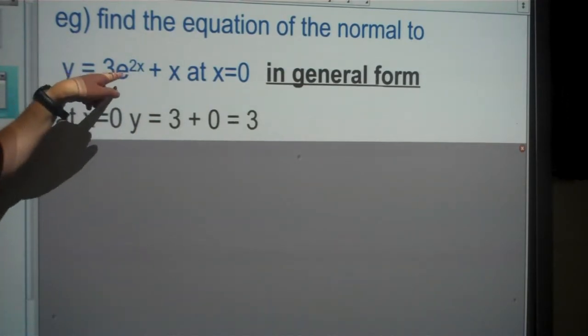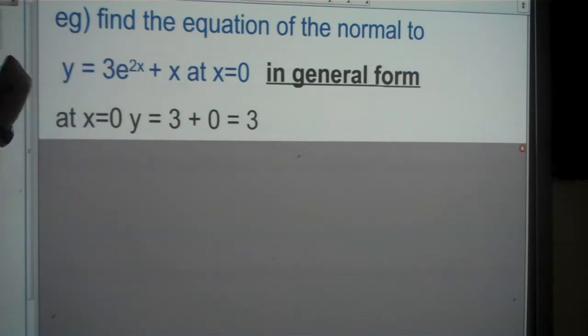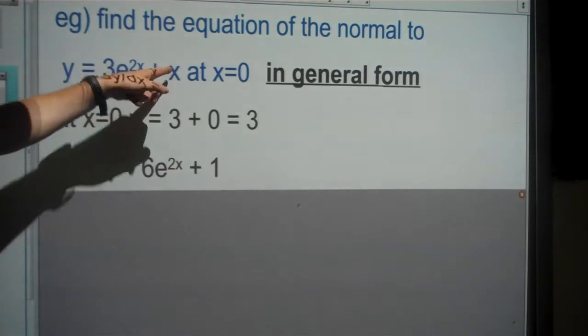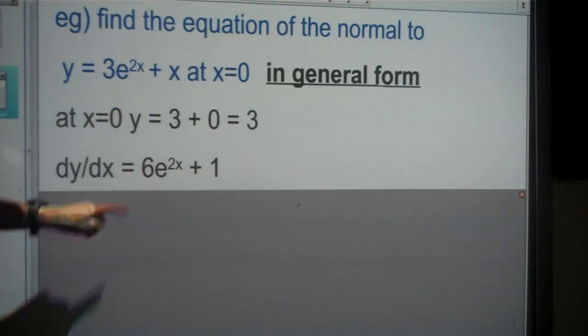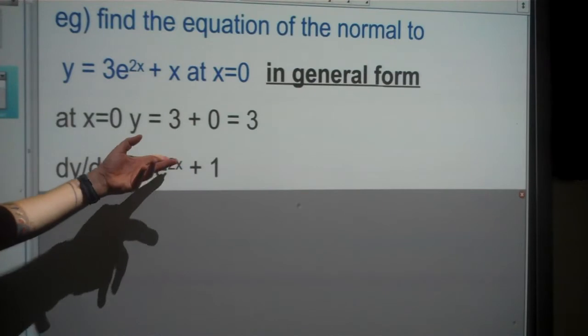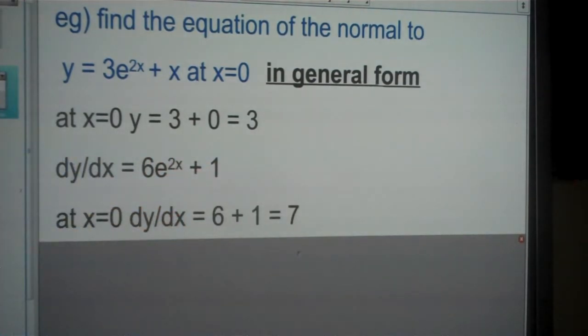Now to find the slope, I need to differentiate this. So to differentiate this, I need to differentiate the 2x, which is 2, bring the 2 to the front and multiply. So in other words, 6e to the 2x. Differential of x is 1. Now I want to specifically find a slope at x equals 0. So I need to plug 0 into this formula here. Once again, e to the power of 0 is just going to be 1. 6 times 1 plus 1 is 7.